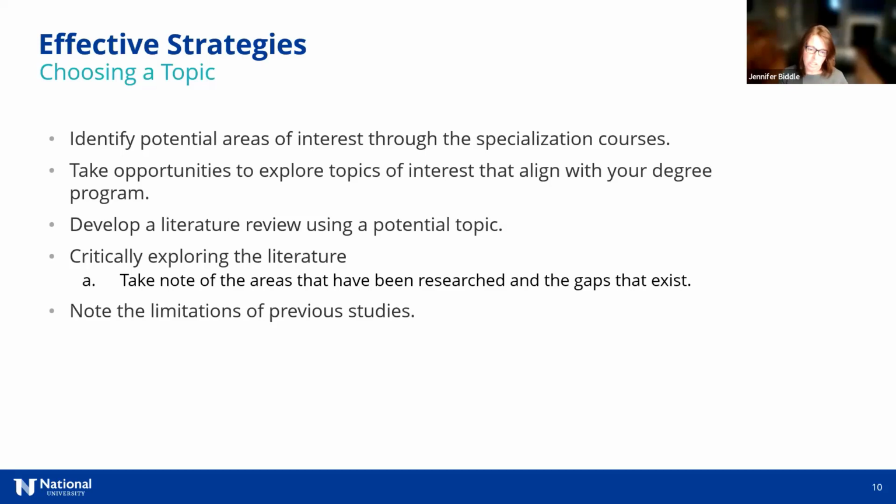And one of the other strategies is when you're reading articles, most scholarly articles will have a section on their limitations. They'll basically spell out to you, we did this in our study, but we were unable to do that. And that really identifies some of the possible gaps within the research.